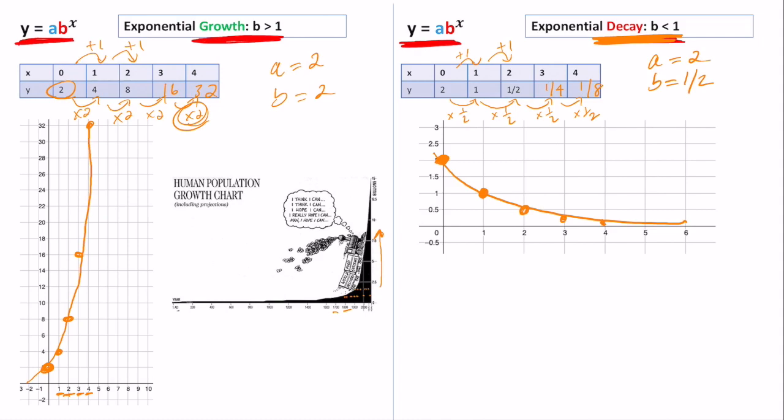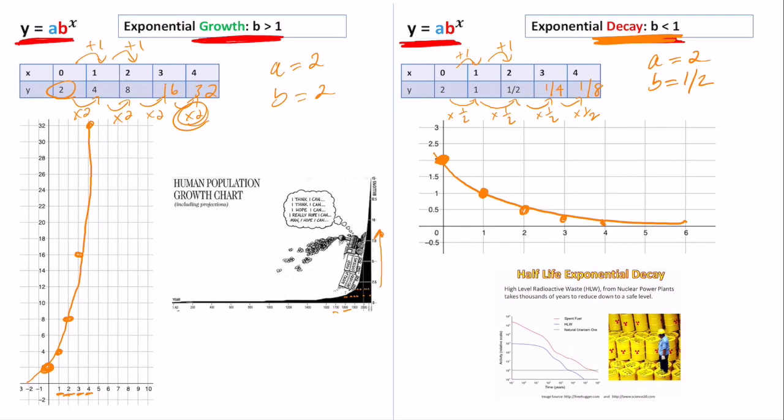It's not a line. Exponential decay, a common example, is with the half-lives of radioactive material. And you can see here, as time goes on, the radioactivity of that material comes down. But for a lot of them, it takes a long time, and that's why we're super cautious with radioactive material.